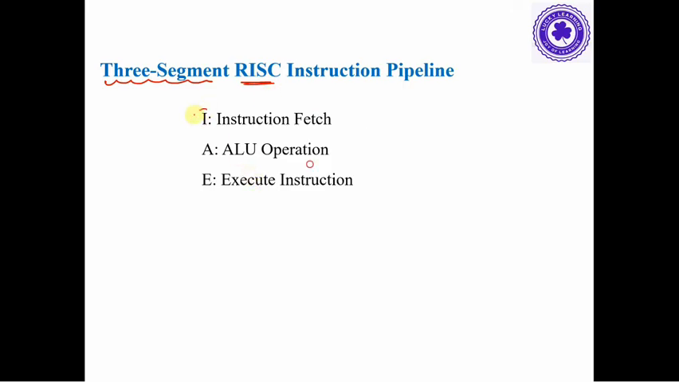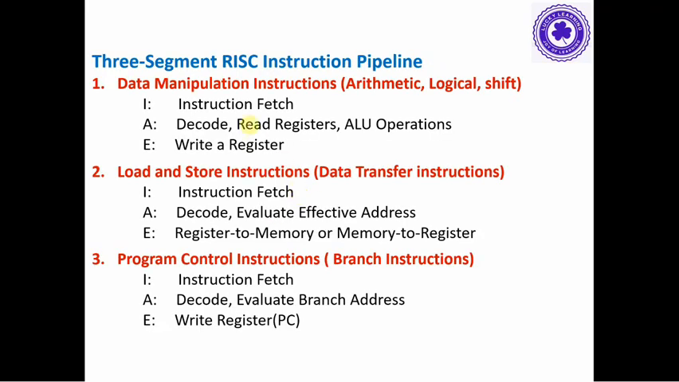The three segments are instruction fetch, ALU operation, and execute the instruction. This happens with different types of instructions that are going to be executed. What are the different types of instructions? We have data manipulation instructions, data transfer instructions, and program control instructions. Data manipulation instructions consist of arithmetic, logic, and shift operations.